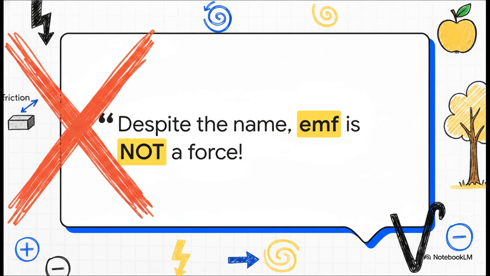But here is an absolutely crucial point you need to remember. Despite the name, EMF is not a physical force. No way. It's actually just a historical misnomer that kind of stuck around. EMF is really a measure of energy per unit charge, which we measure in volts, not a physical push or pull like gravity or friction. At its core, it's fundamentally all about potential energy.